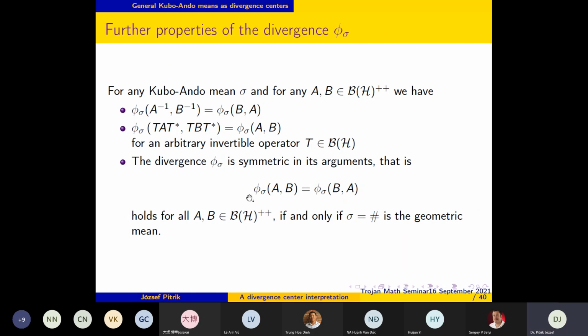We have proved that this new divergence phi sigma shares some further expected properties. I listed them here. The second one can be seen as some modular property of phi sigma. And here, the third one is interesting, that this new divergence is symmetric in its arguments if and only if sigma is the geometric mean.